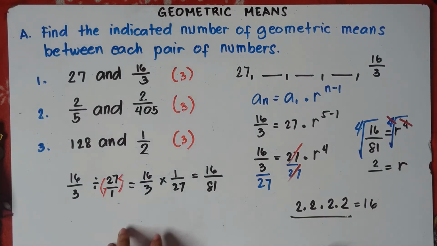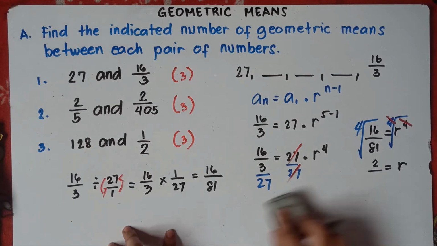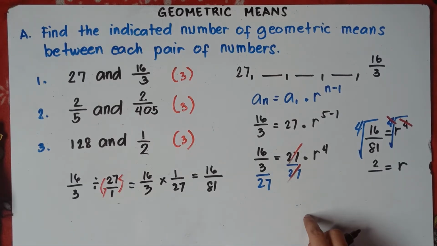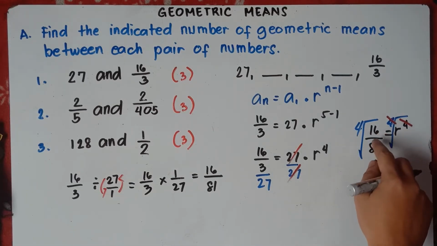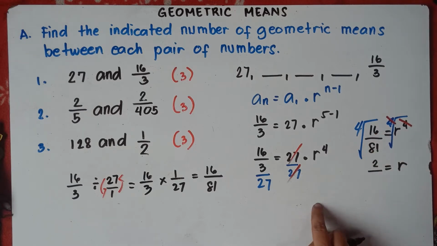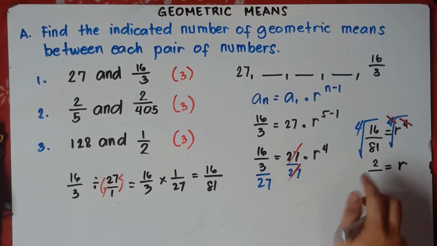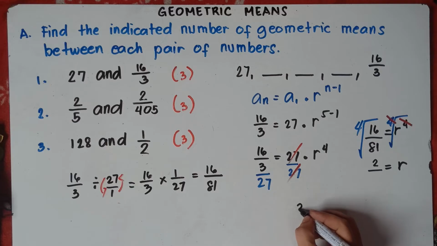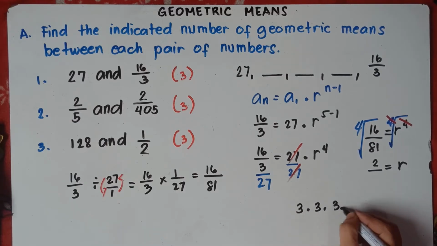Over, then you find the fourth root of 81. Since the fourth root of 16 is 2, let's try 3 to see if we can get 81. So 3 times 3 times 3 times 3.